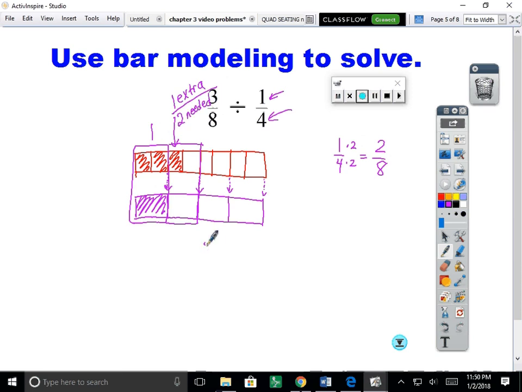Oh, interesting. 3/8 divided by 1/4 in fact got me one whole group, which makes sense because 3/8 is larger than 1/4. And I had some leftovers, 1/2 left over. Oh, mixed number again. That could happen.